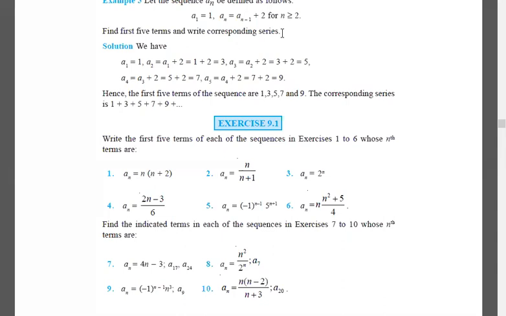So let's try one problem. Let's try question number 10. The formula of an is this. You have to find A20. Everyone try A20.